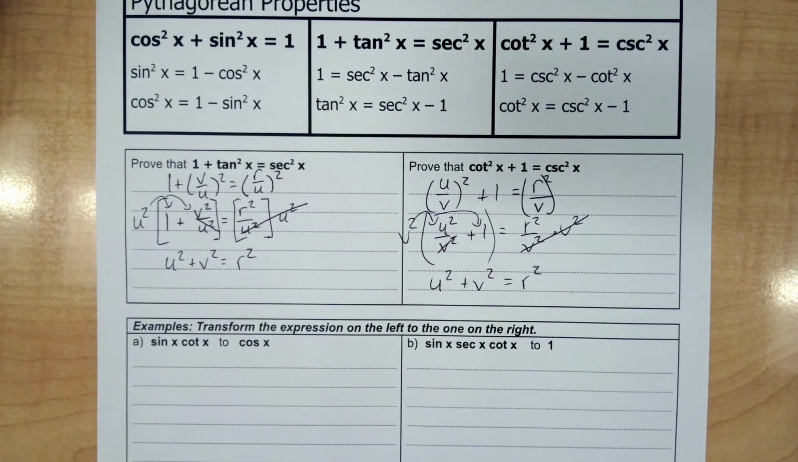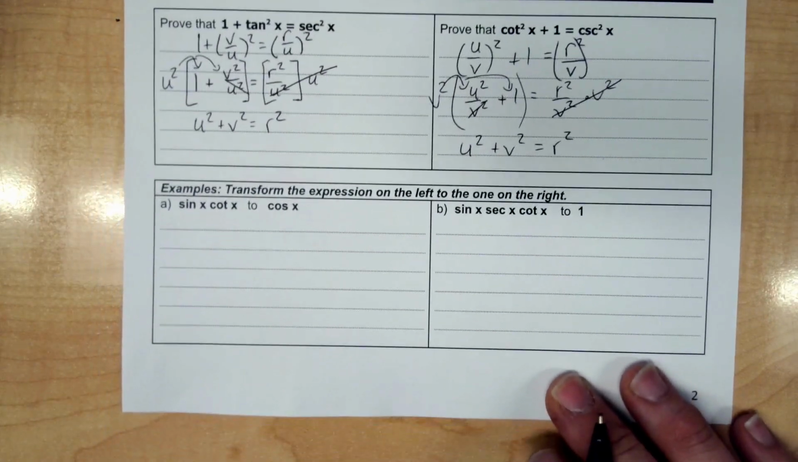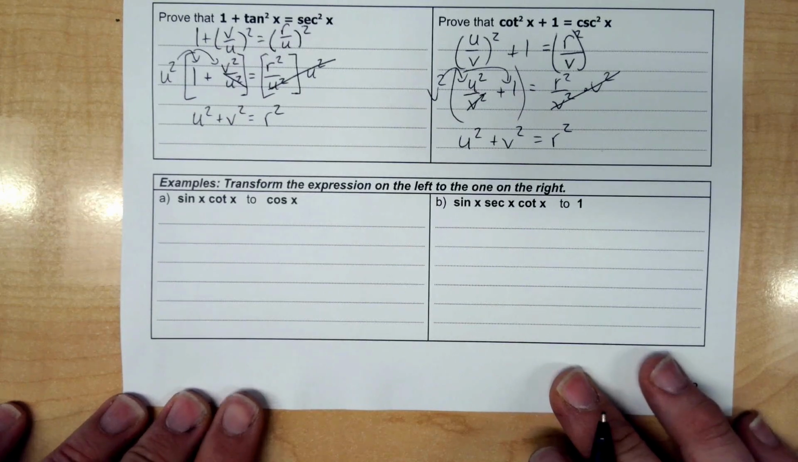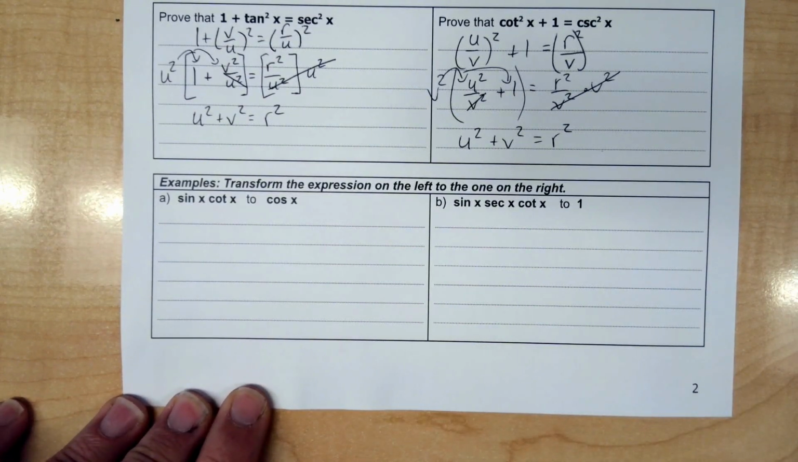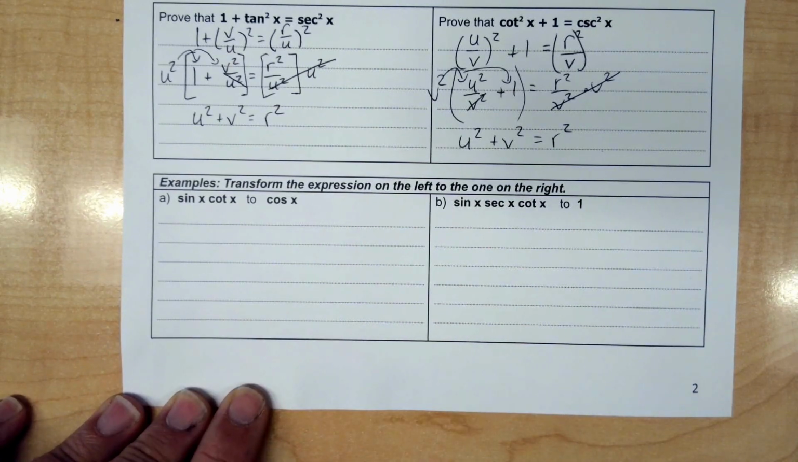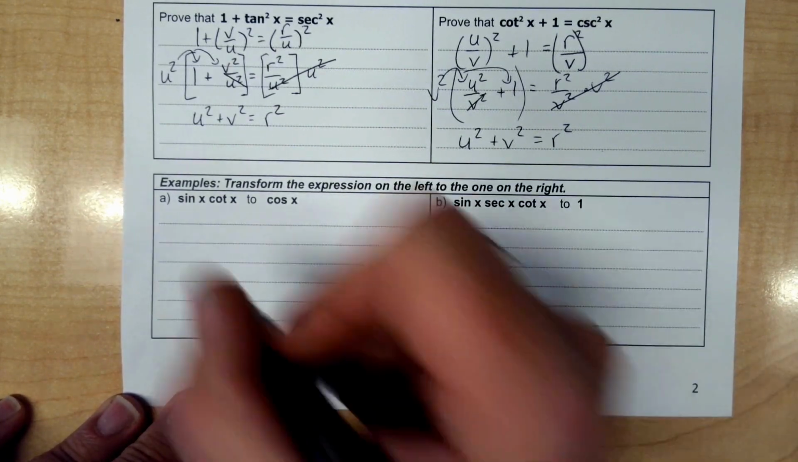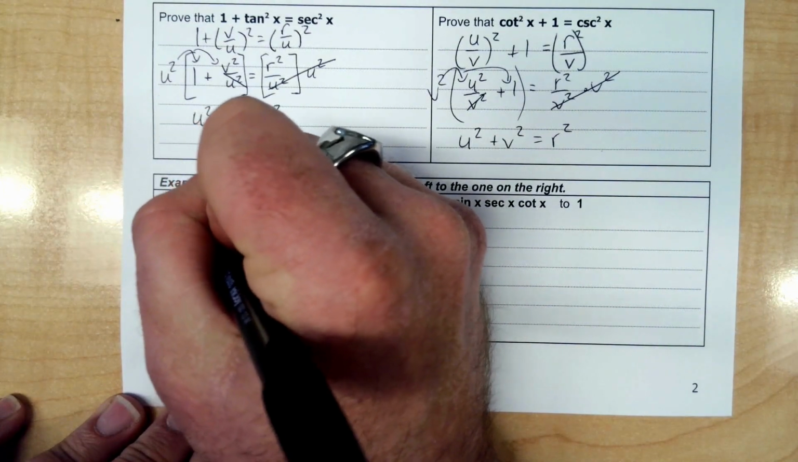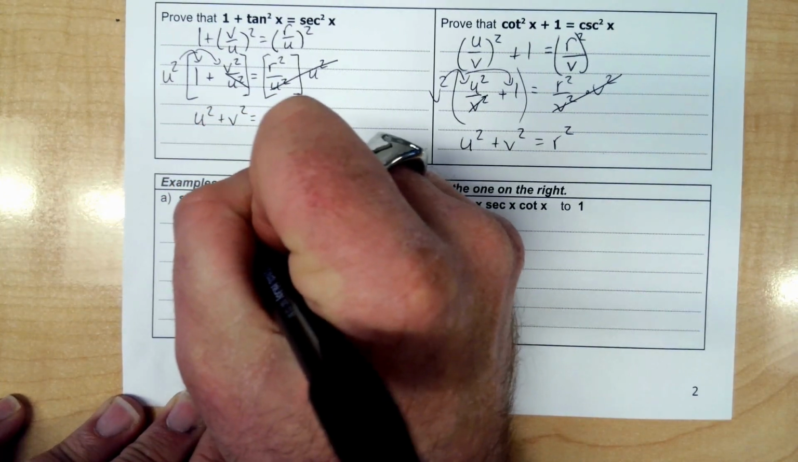So, for example, turn the expression on the left into the one on the right. This goes back to what I was saying previously about how we generally only want to change one side of the equation whenever we have these Pythagorean proofs. But we can take sine times cotangent and turn it into cosine. So the sine of x times the cotangent of x.